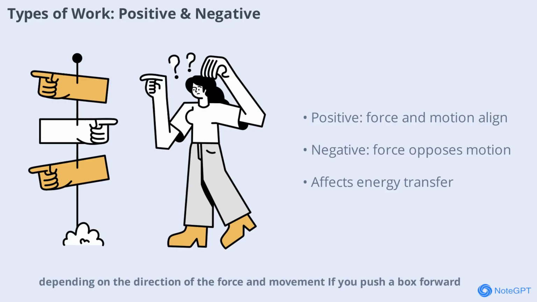Work can be positive or negative depending on the direction of the force and movement. If you push a box forward, the work is positive because the force and movement are in the same direction. But if you try to slow down a moving object like catching a ball, the work you do is negative as your force opposes the motion. This distinction helps explain how energy can be added to or taken from a system.